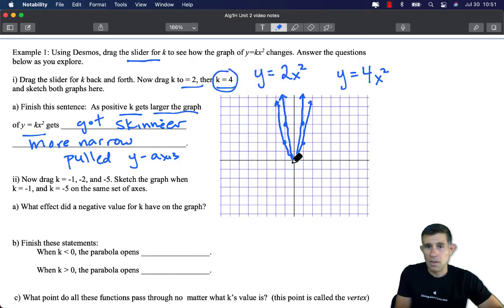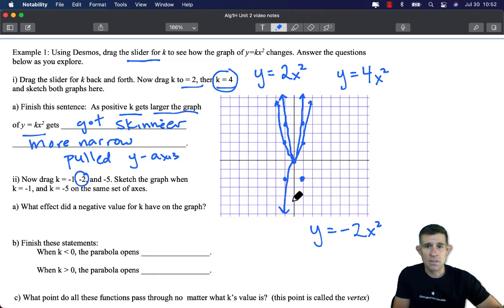All right, so again, we're going to graph now. Let's take the value when k was equal to -2. We're going to graph y equals -2x squared. So it's still going to pass through the origin, and now it's going to pass through the points 1 over and -2 down. And then -1 over and -2 down because of that reflection symmetry. And here is our parabola.